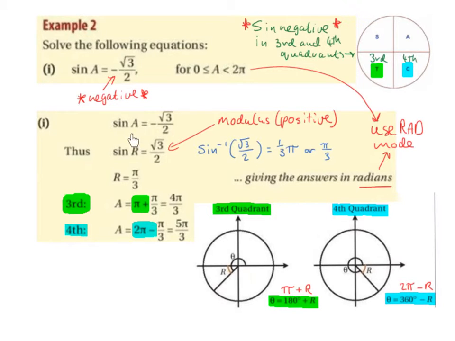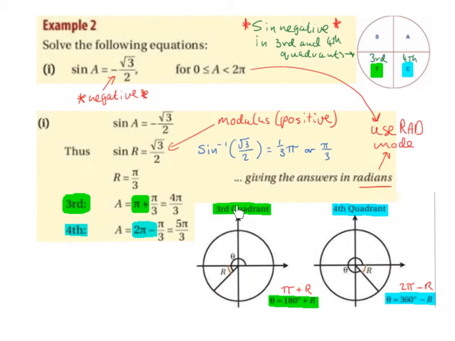So we're going to let sine of alpha, the reference angle, be equal to positive root 3 over 2. We take the modulus, it must be positive. So the inverse function of sine times root 3 over 2 will give us pi over 3. So alpha, the reference angle, is going to be pi over 3. So we're interested in the third and fourth quadrant because that is where sine is negative.